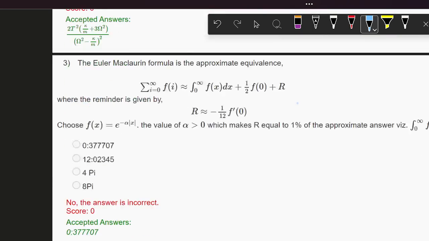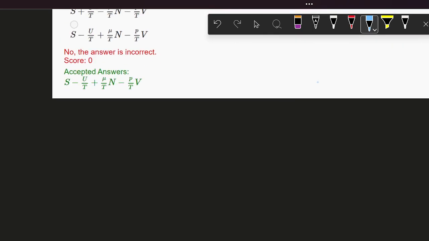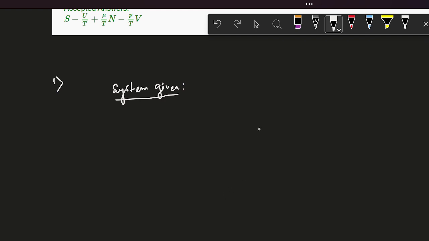Okay, so let us start solving then. As I said, first let us define our system. The system given in question number 1 is a tetrahedron. So let us draw a clear tetrahedron structure first.